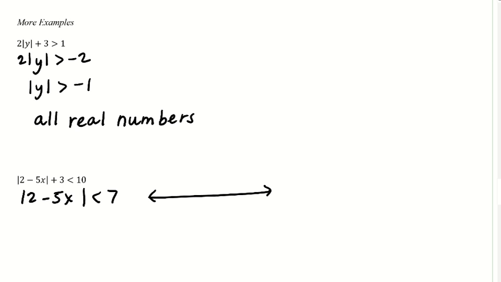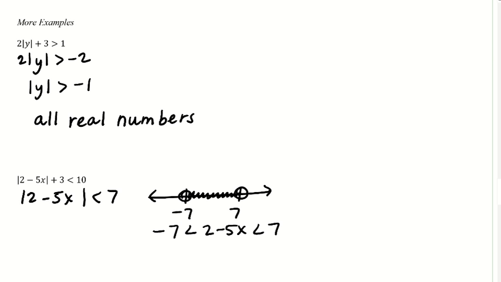And you say to yourself, okay, where is the absolute value less than 7? It will be in here, where the distance from 0 is small, but not including 7. So then you set up the inequalities, and you get negative 7 is less than 2 minus 5x, which is less than positive 7. And then we're going to try to solve for x.